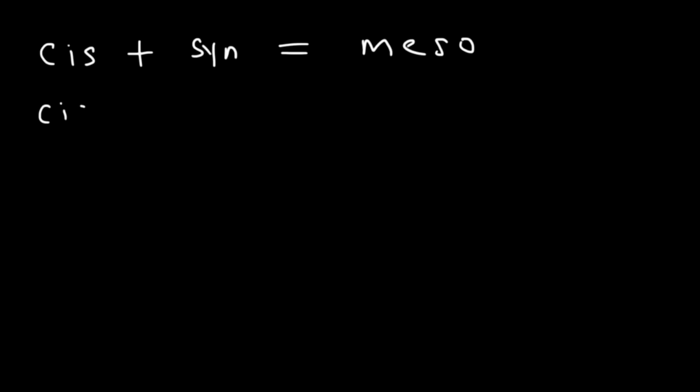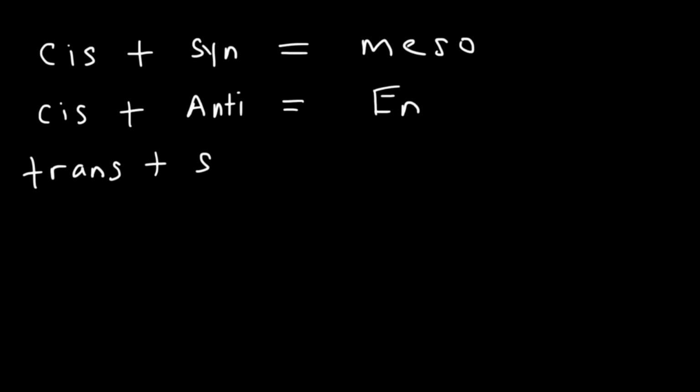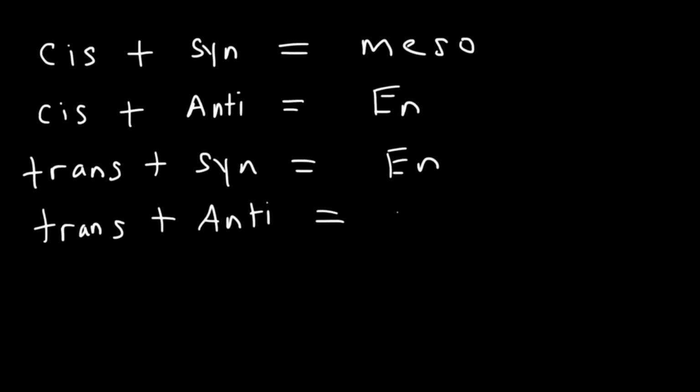Now, if we have a cis alkene and let's say an anti-addition reaction, this will lead to a pair of enantiomers. So I'm going to write En for enantiomers. Now, let's say if we have a trans alkene plus, let's say, a syn addition reaction. This will also lead to a pair of enantiomers. And if we have a trans alkene plus an anti-addition reaction, this will lead to a meso product if there's a line of symmetry.